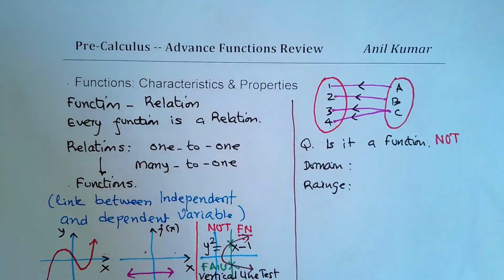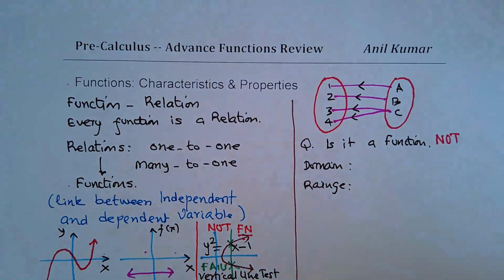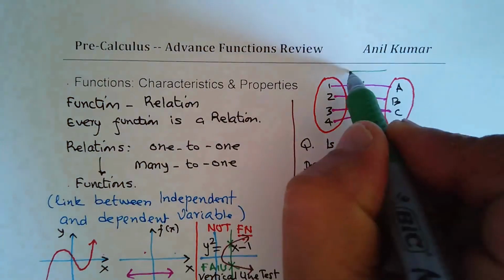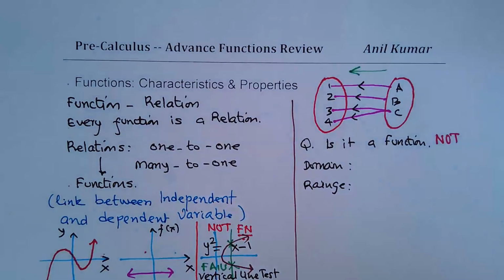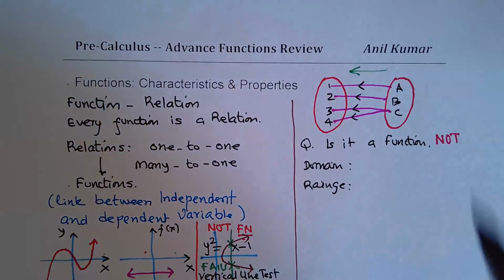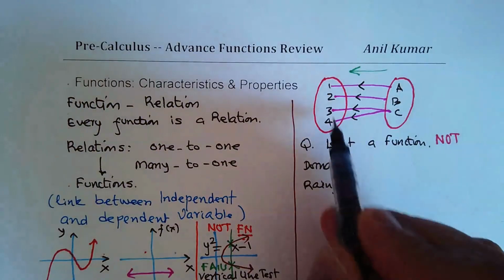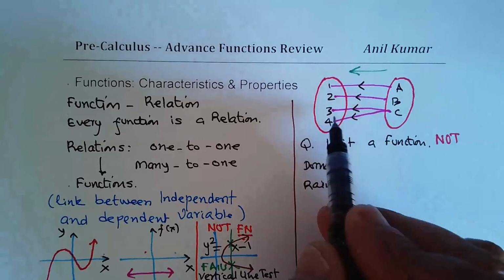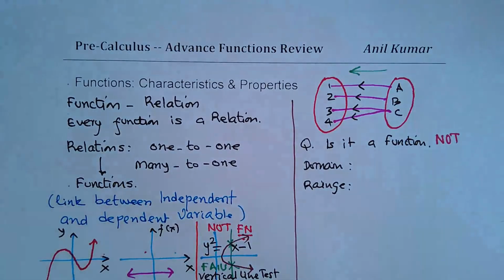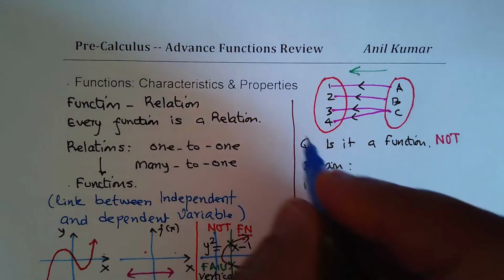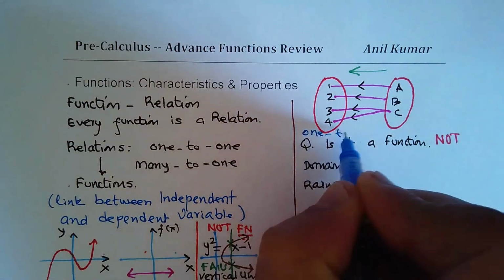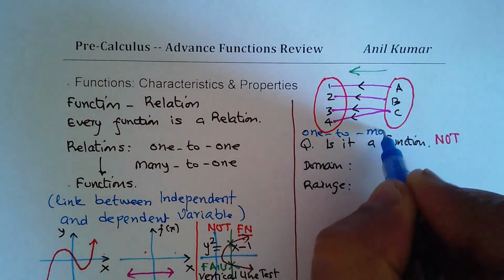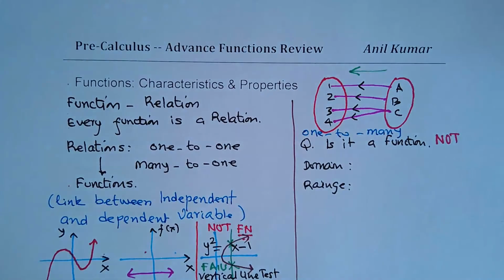Why not? Do you see the arrows? Do you see these arrows? They are pointing in this direction. And therefore, point C is linked to 3 and 4. So therefore, it becomes one to many, right? It is not a function, because it is one to many. You see C linked to 3 and 4.